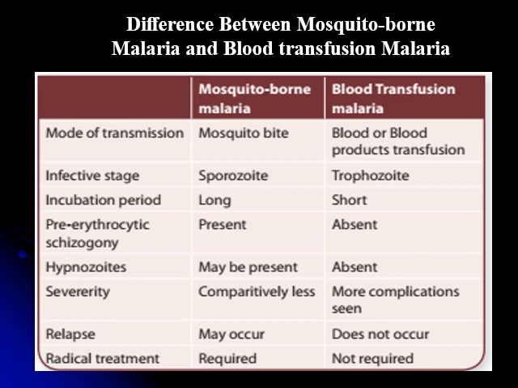in blood transfusion malaria. It starts with the erythrocytic cycle. We have no pre-erythrocytic cycle or exoerythrocytic cycle. Hypnozoite, which is present in vivax and ovale, is absent in blood transfusion because it is a liver stage. We have no liver stages. The severity is very complicated in blood transfusion because it has a shorter incubation period. Relapse does not occur in blood transfusion. Radical treatment for hypnozoites is not required for blood transfusion malaria, but it is required for mosquito bite.